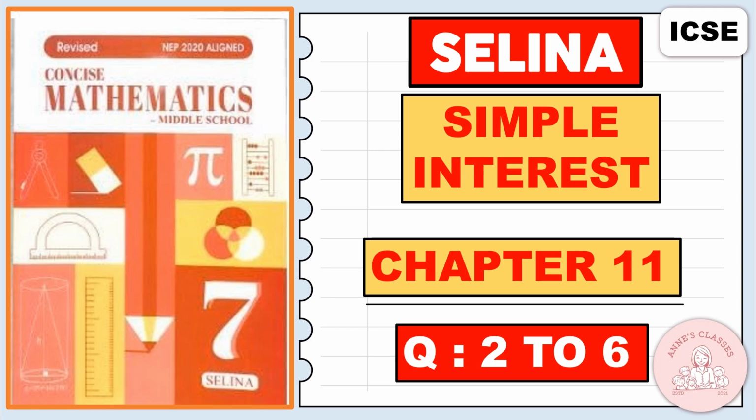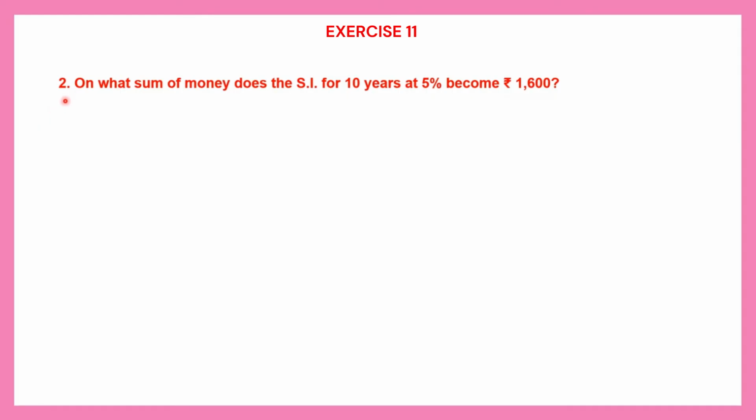Let's do simple interest chapter 11. And we are with question 2. On what sum of money does the simple interest for 10 years at 5% become rupees 1600?